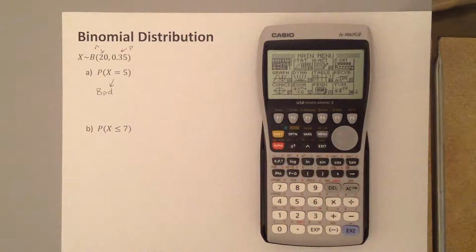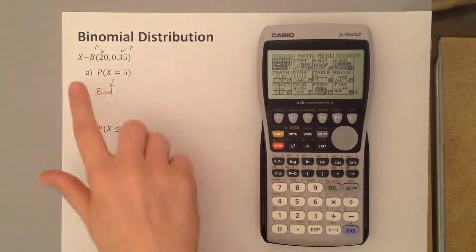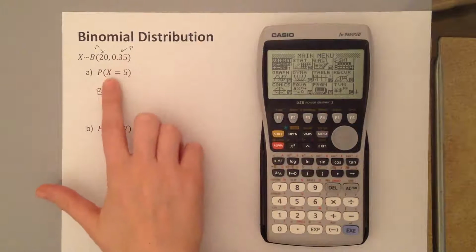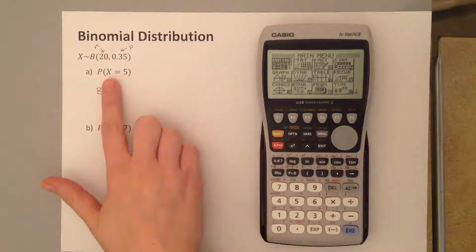This video is showing you how to work out binomial probabilities using your graphical calculator. Now in the question that we've got here, you can see that our n is equal to 20 and our probability p is equal to 0.35. Our first question is concerned with finding the probability that x is equal to 5, so it's exactly 5.